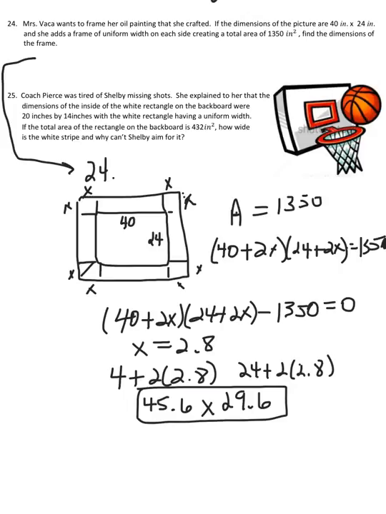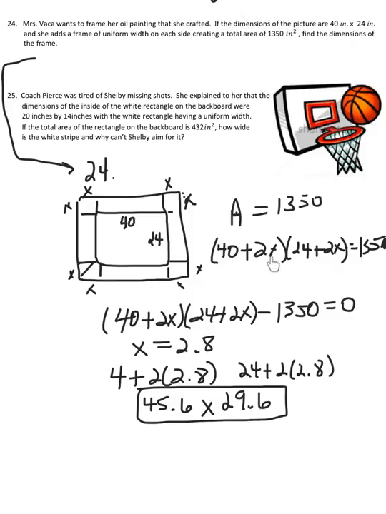All right, so for this problem, we have a picture that is 24 by 40, and we have a frame of uniform width on each side, creating a total area of 1,350. So what we have to do is take the side dimensions of the picture and add 2x for the frame, for each side of the frame. So we end up with 40 plus 2x times 24 plus 2x. That gives us this length right here and this length. And we multiply those lengths together, we get 1350.